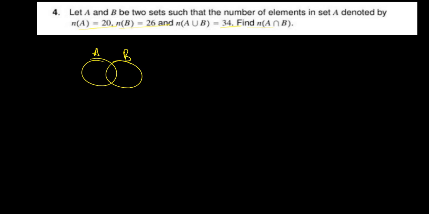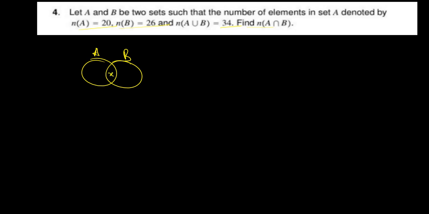So number of elements in A is equal to 20, right? Number of elements in B is equal to 26. Number of elements in A union B is equal to 34. All right, so A union B, everything is equal to 34. All right, so there's that x we don't know.